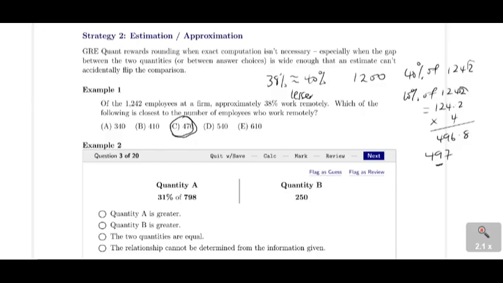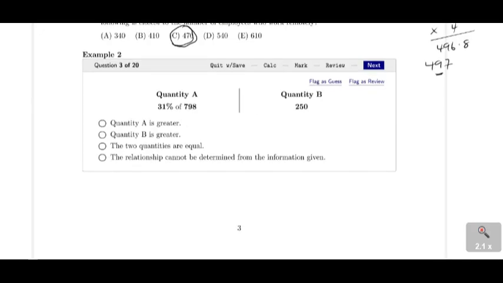Right. So that's how we use estimation or approximation to get the answer from the answer choices. Now, quickly, let's look at example 2, which I would want you to pause the video, try it yourself, and then put your answers in the comment section. So here we are doing a quantity comparison question where quantity A is 31% of 798, and then quantity B is 250. So we need to compare and know what option we are going to choose.